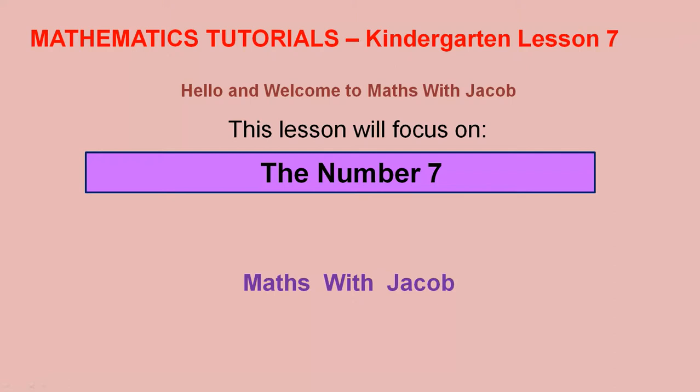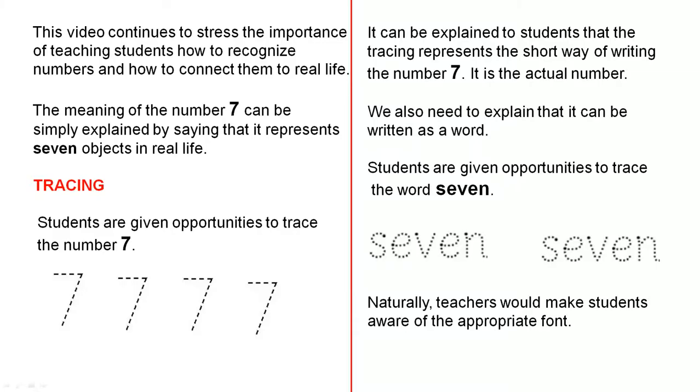This lesson will focus on the number 7. This video continues to stress the importance of teaching students how to recognise numbers and how to connect them to real life. The meaning of the number 7 can be simply explained by saying that it represents 7 objects in real life.